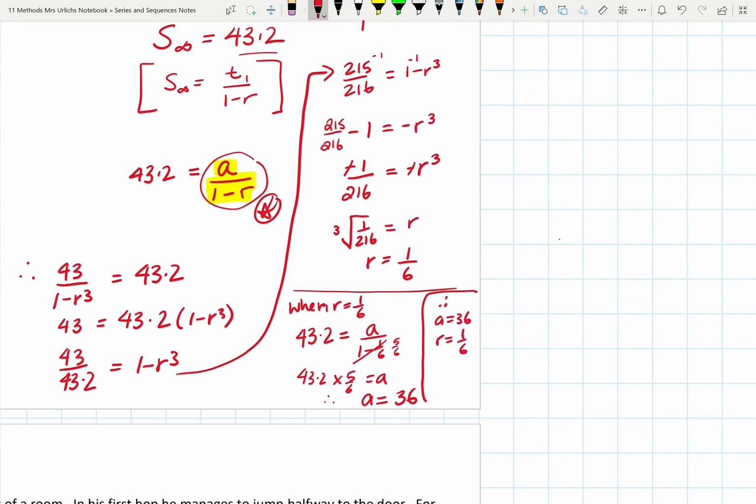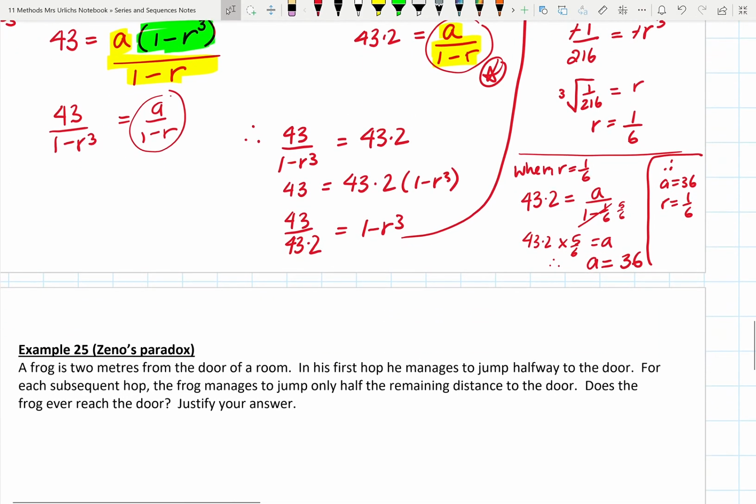And that's it. With the next example, 25, I'm going to leave you to have a fiddle around with that one. It's a very, very classic question of this type of geometric sequences. Zeno was one of the Greek philosophers, so he was around sort of 400 or so BC, I believe. Have a little think about this problem. See if you can think out a solution and then have a go at actually writing out a mathematical solution. Okay, and that's it.